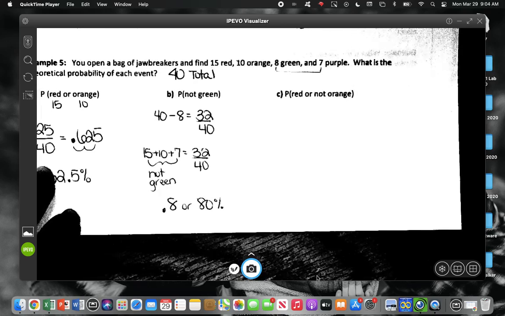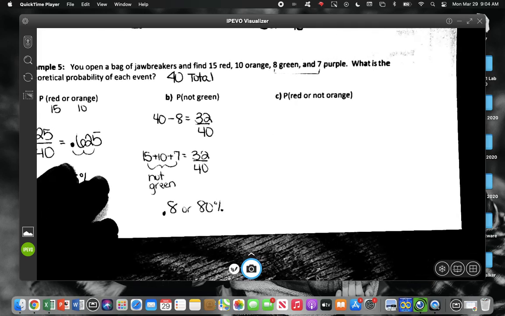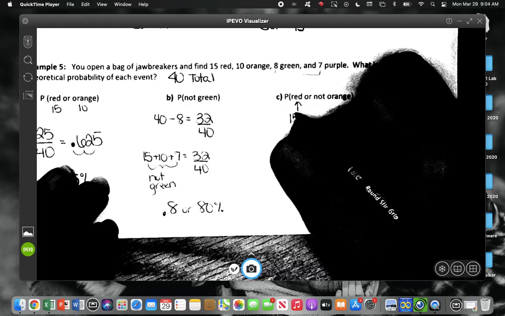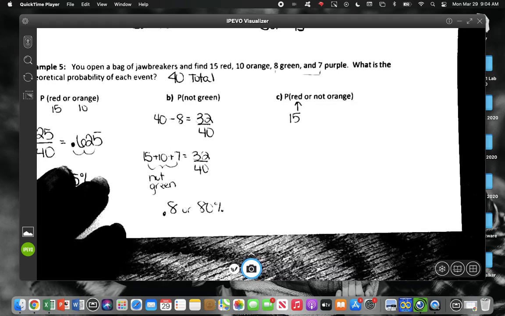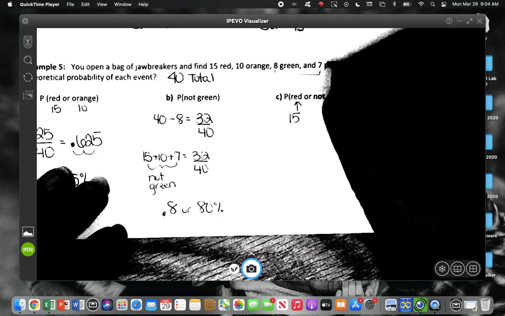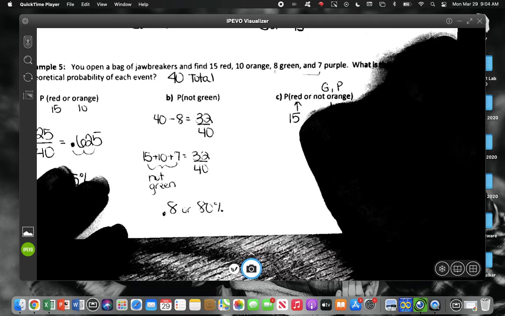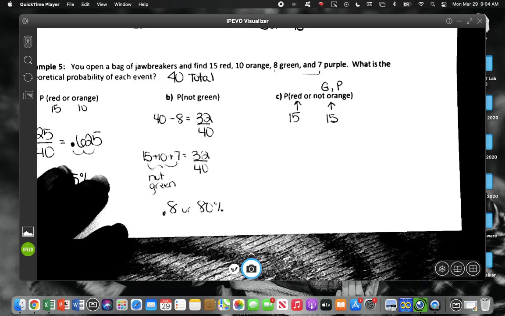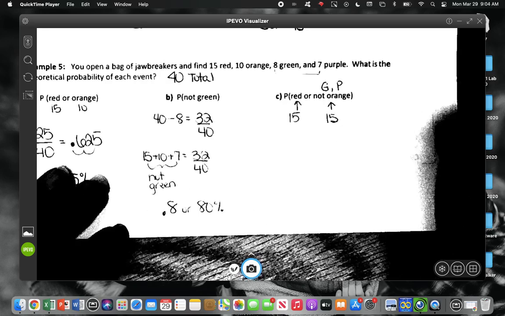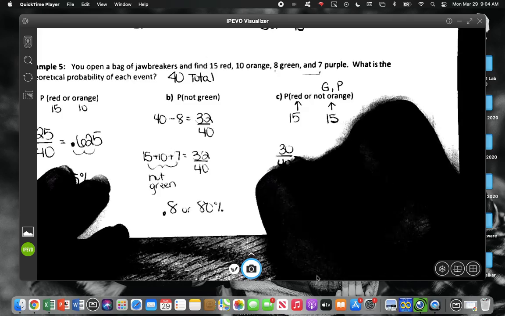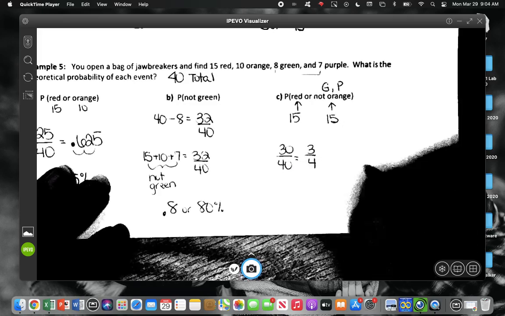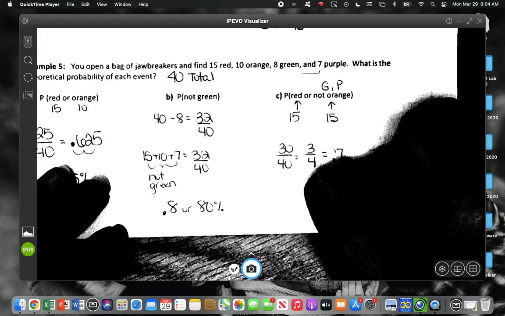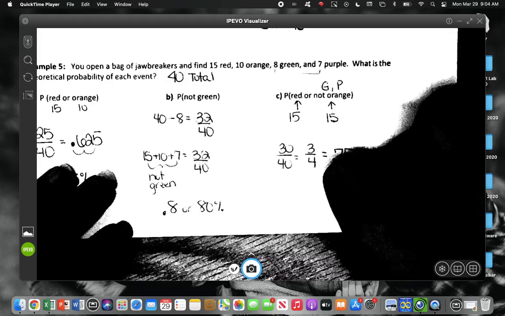All right, and last but not least, the probability of having something red or not orange. So how many of these are red? 15. All right. Now, whenever we're talking about not orange, do we need to include the red again? So what other colors do we need to include here? All right, just the green and the purple, which would be 15, right? 8 plus 7. So how many are we working with total here? 30 out of 40, which hopefully you guys know that that's 3/4. What's the decimal? 0.75 is the decimal. Now what's the percent? 75%.